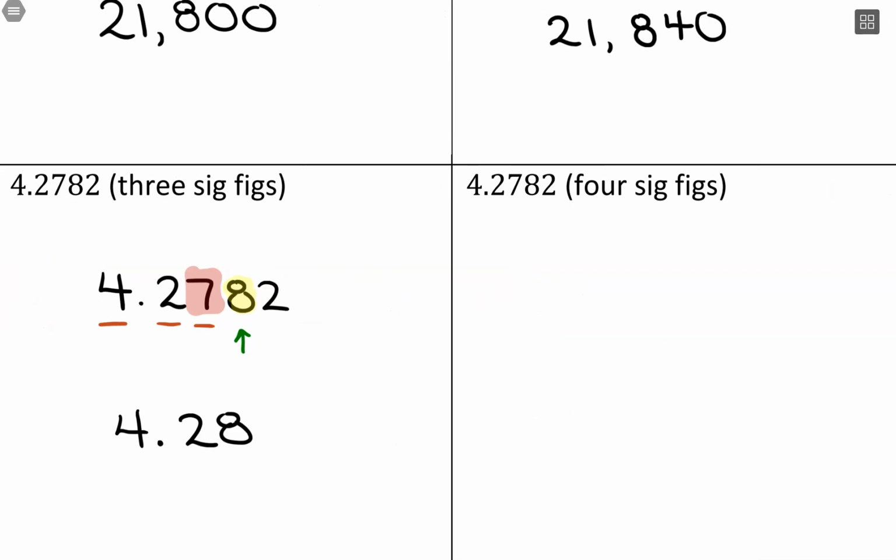All right, one more here where we want to round to 4 significant figures. So 4.2782. And counting from the left, we have 1, 2, 3, 4. So that's going to make 8 our rounding digit. And then to test whether we round up or down, I'm looking at the 2, which tells me to round down. So we're keeping the 8 as it is. So this will be a 4.278.